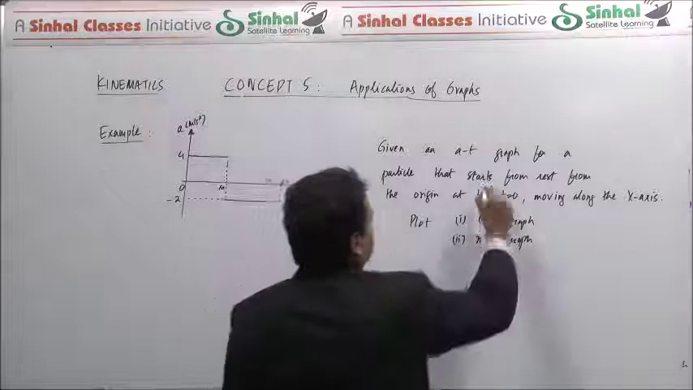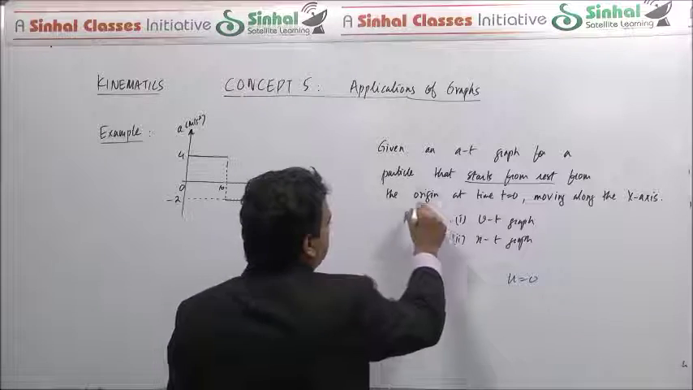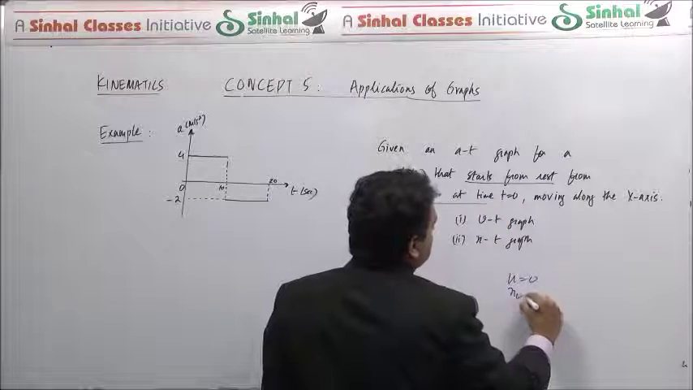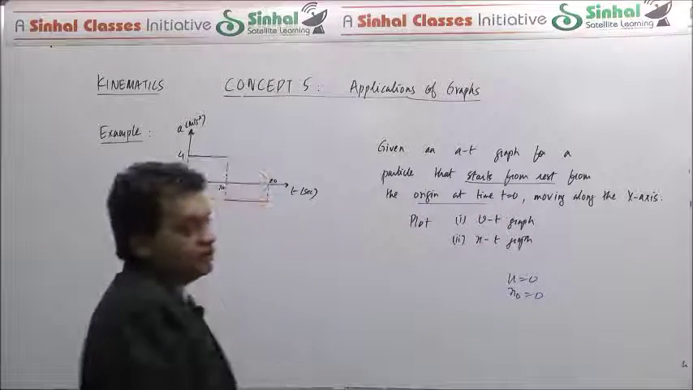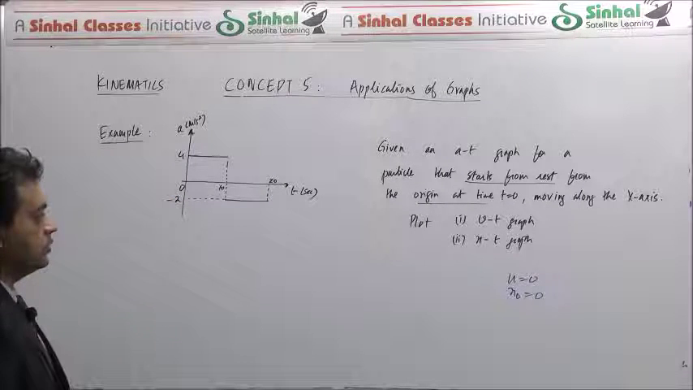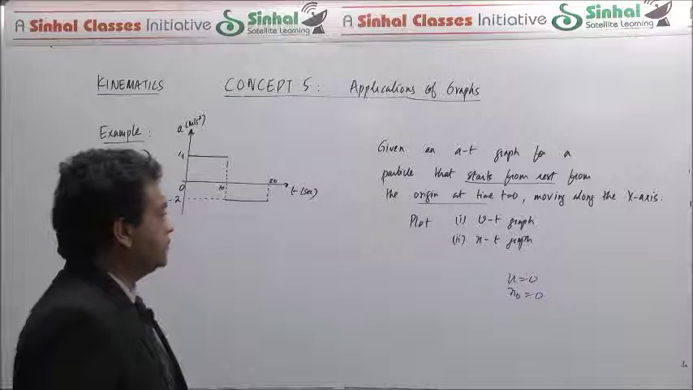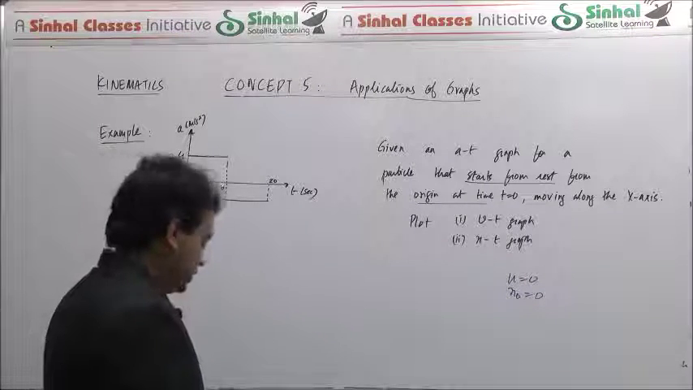So the fact that it starts from rest means that its initial velocity is 0, and its initial position is 0, at the origin along the positive x-axis. From this information we have to find out the velocity versus time and the displacement versus time, or the position versus time. So let's work this out next.